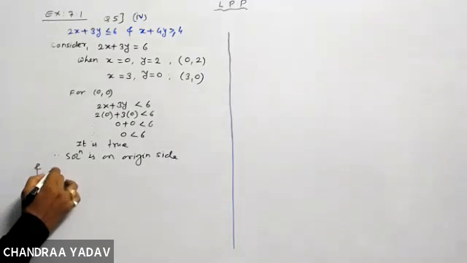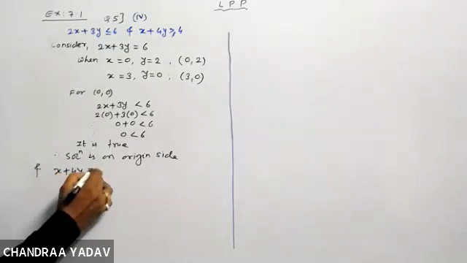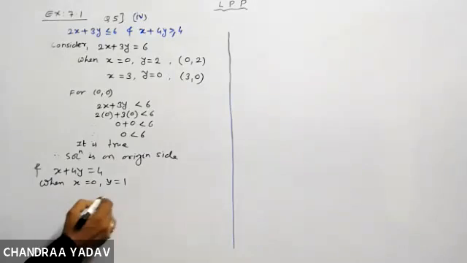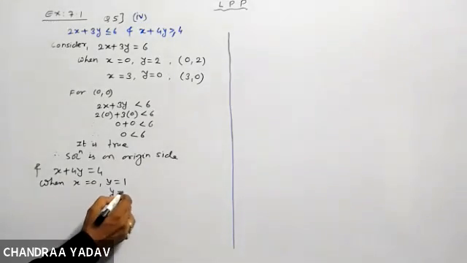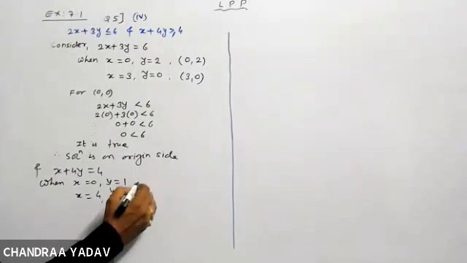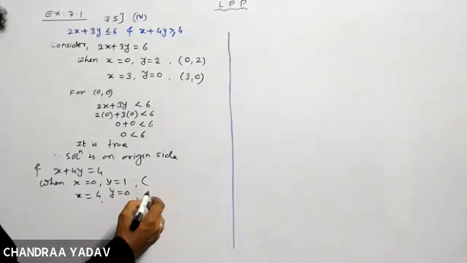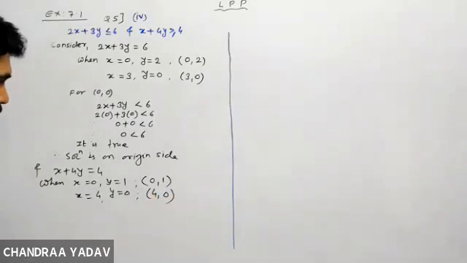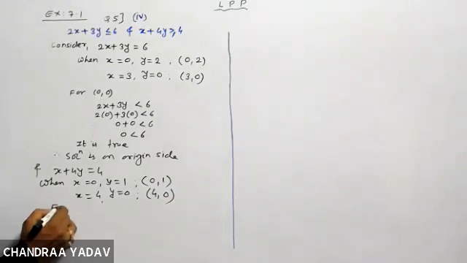Consider x plus 4y is equal to 4. When x is equal to 0, y is equal to 1. And when y is 0, x is 4. Very good. Coordinates: first 0, 1 and second 4, 0. Very good.